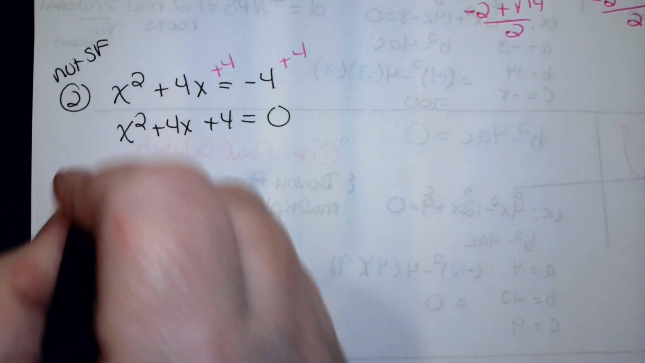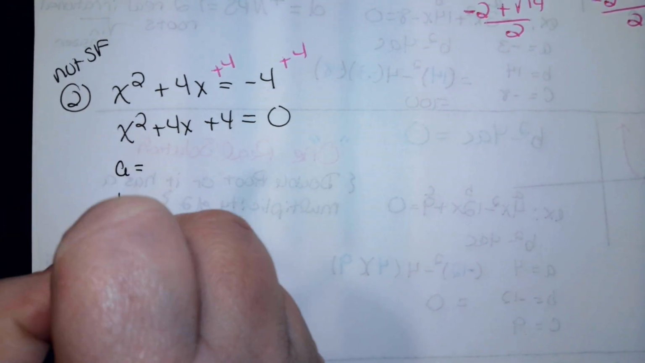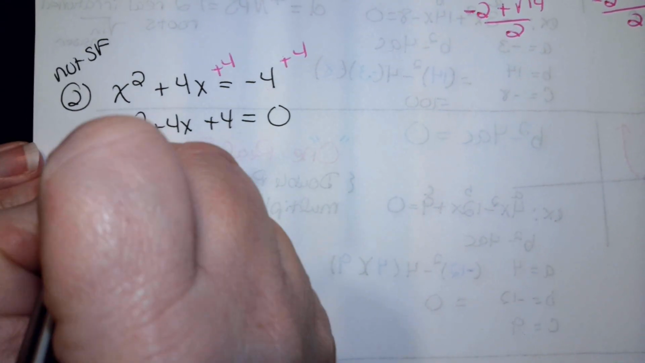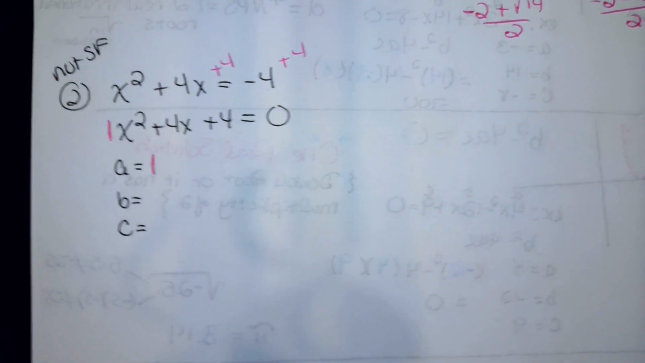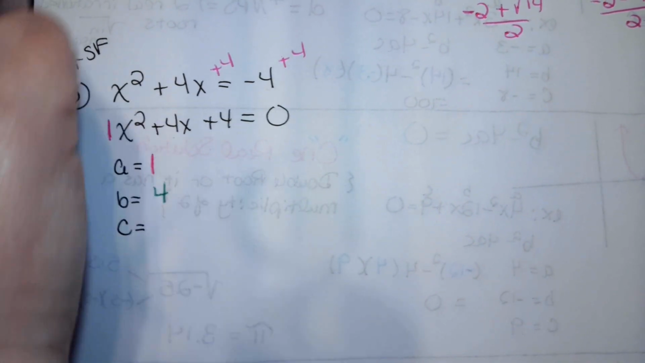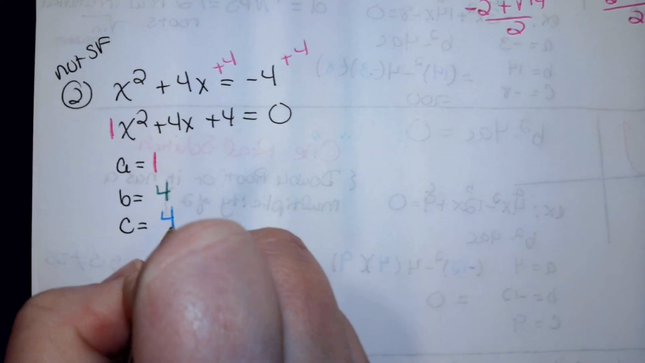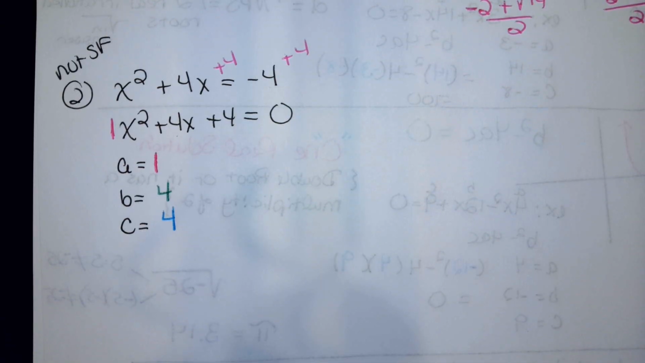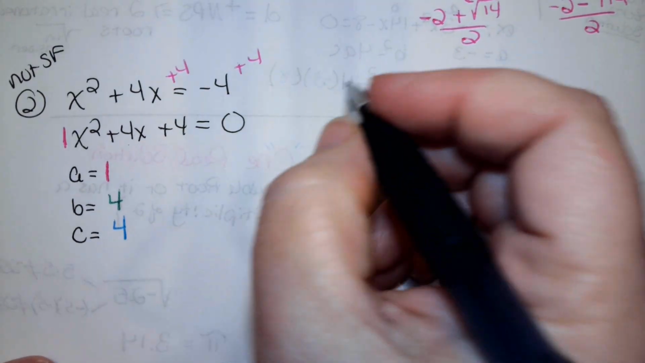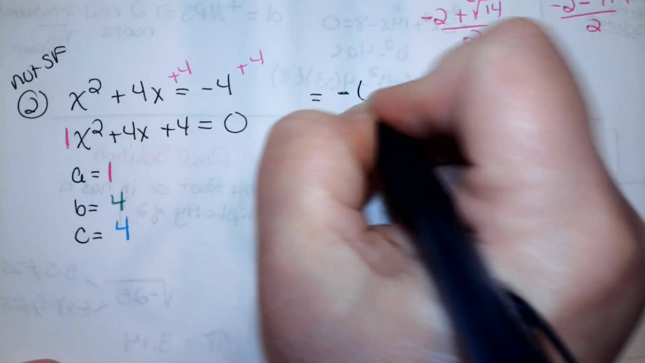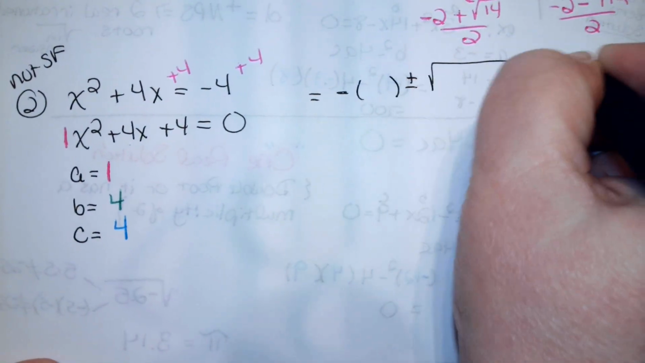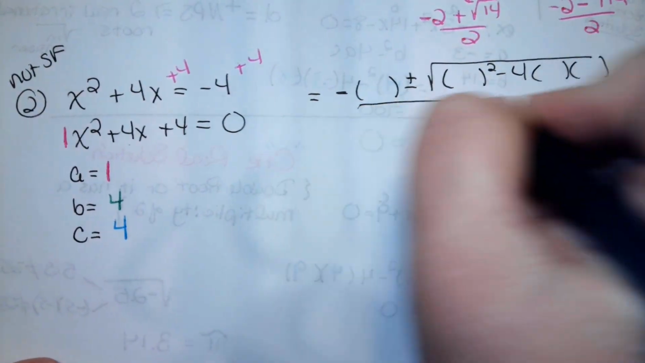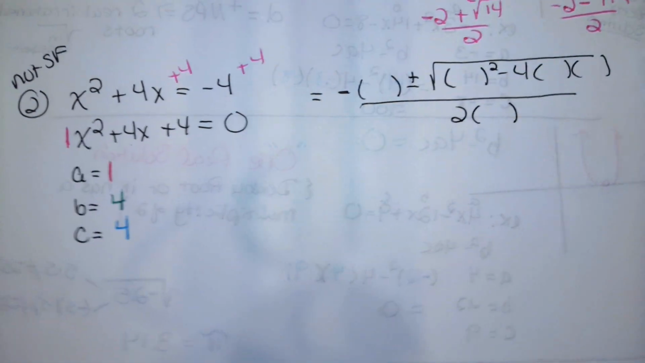All right, let's pick out our A, B, and C. Our A value is an understood 1. Our B value is 4. And our C value is also 4. All right, so negative B plus or minus square root of B squared minus 4AC all over 2A.